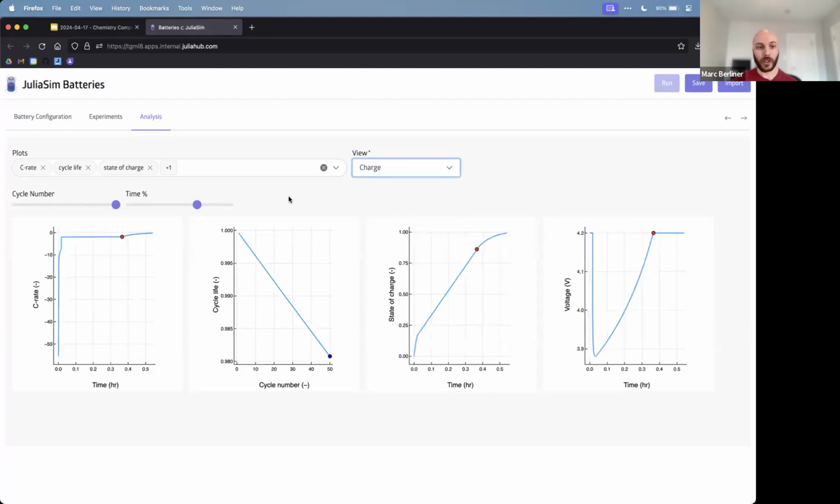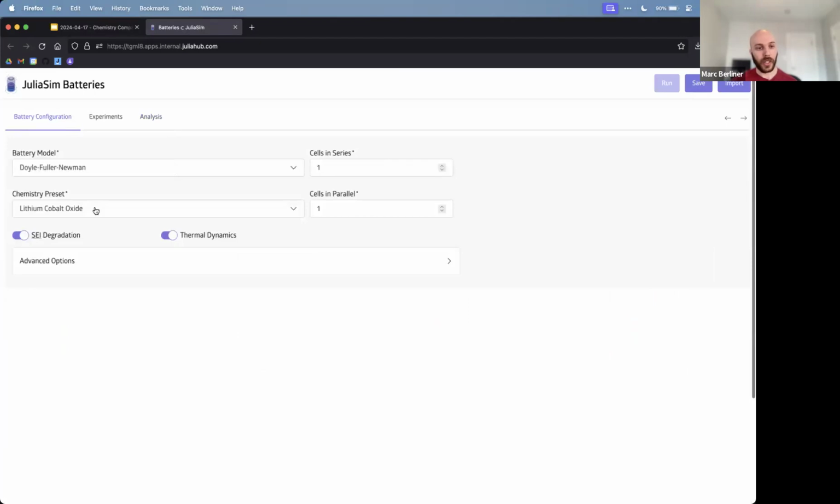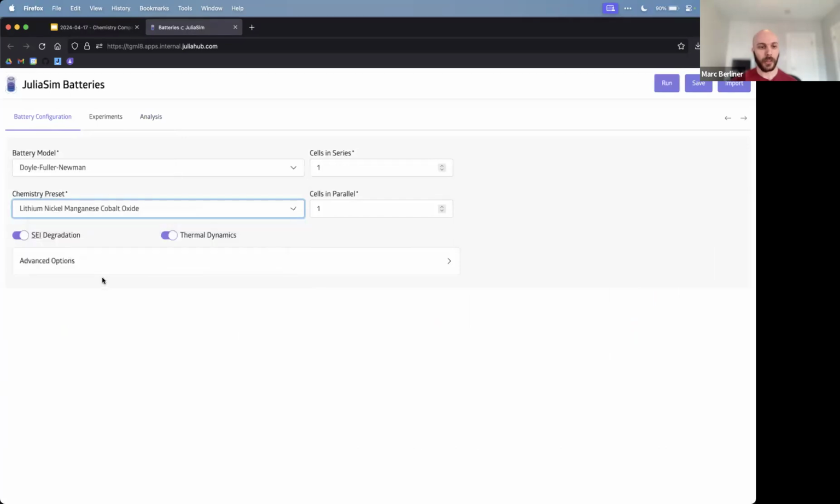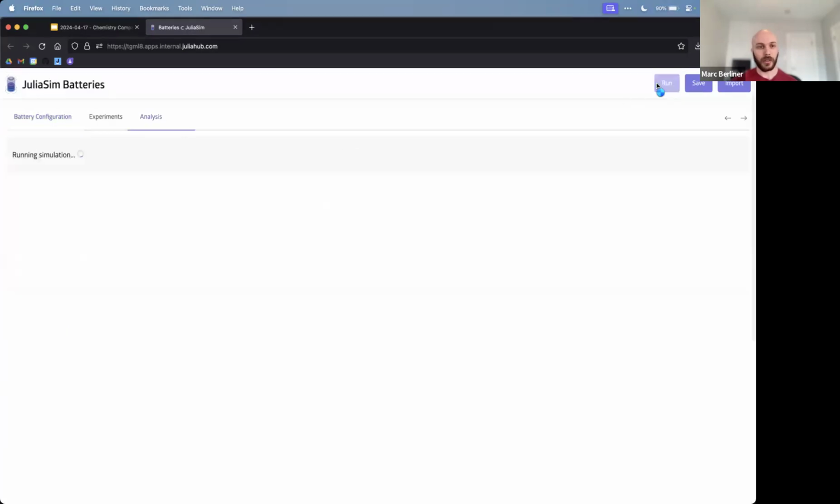We can change this over to the charge, where we see this pretty extreme and pretty unusual charging protocol. So with JuliaSim Batteries, because it's so robust, we're able to simulate it starting at C rates of 55C, which is really difficult to do numerically and is a common pitfall in a lot of these battery simulation tools. Right now, we're using an LCO cell. Just like we did before, we can swap it over to an NMC cell and see how it affects the performance once we change our chemistry.